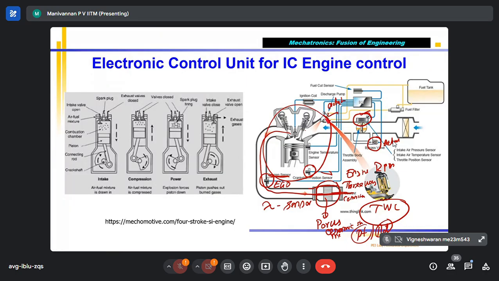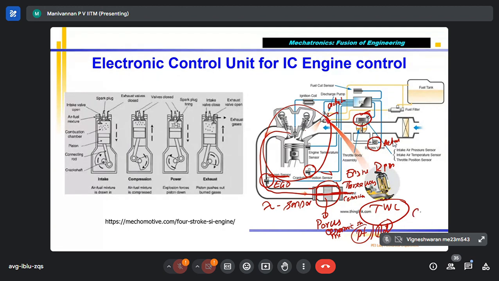Sir, this is why they tend to get stolen, no, sir? Yeah, because they will remove it, because it has the platinum and rhodium, which are very expensive. It is costlier than gold. Correct? 1 gram of platinum is sometimes costlier than gold. Platinum or rhodium, they are called rare earth metals.